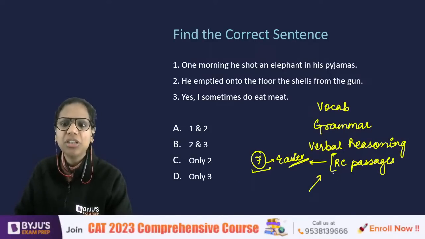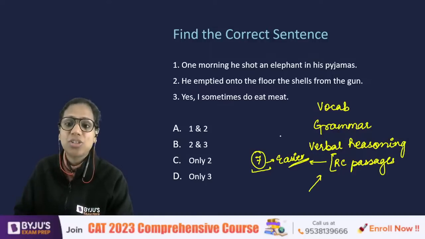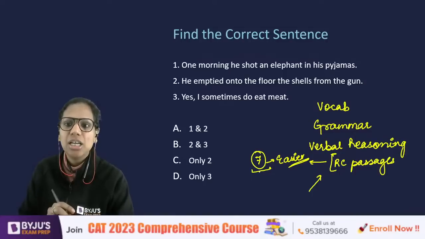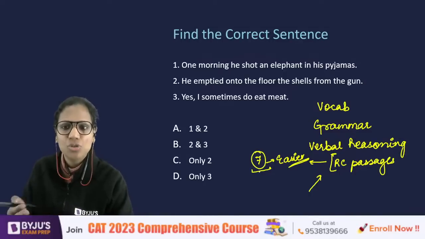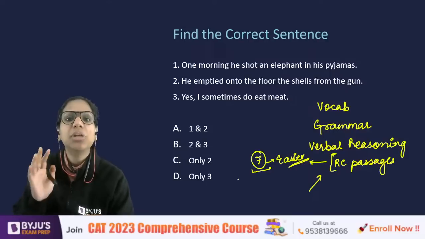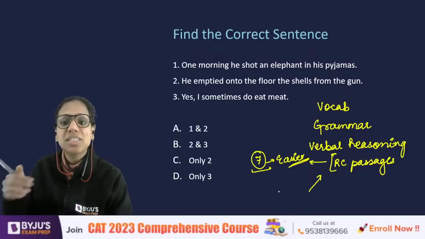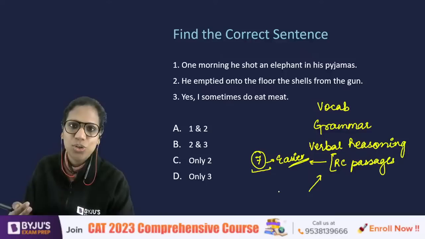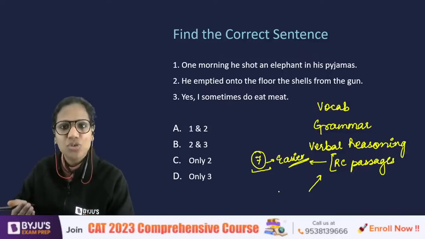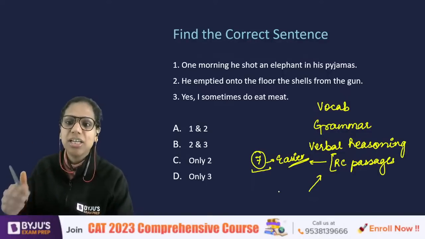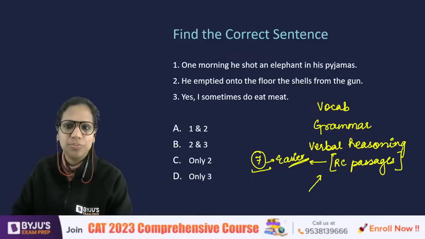How can you improve here? Practice more and more RC passages and see the rationale for why you're getting these questions incorrect. Is it a particular question type? For instance, a lot of students have a problem with the main idea question. If that is a challenge, practice more questions of that type. If the genre is a problem, read from those genres. This is how you address this problem.